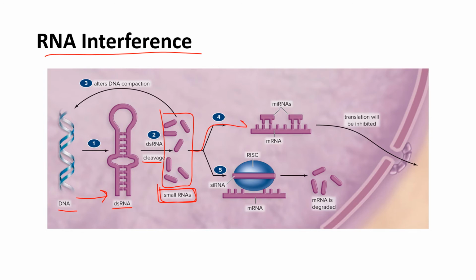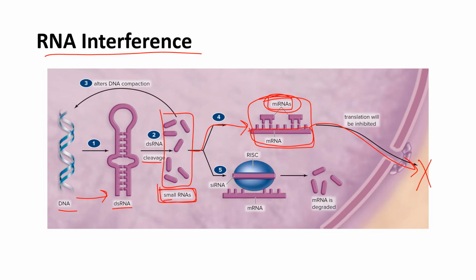Some of these small RNAs will be miRNAs, which stands for microRNAs. Those microRNAs are going to bind to the mRNA. This is the mRNA that was produced by transcription of the gene. When the miRNAs bind to the mRNA, then when the RNA leaves the nucleus and goes to interact with the ribosome, it's going to stop translation. It's going to prevent the ribosome from translating that mRNA.